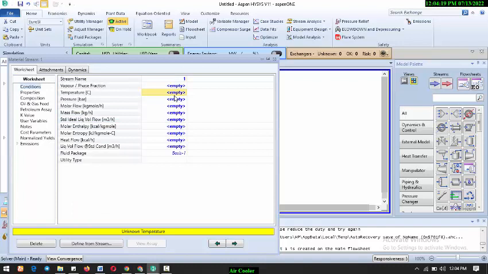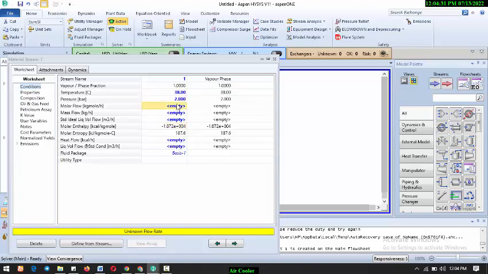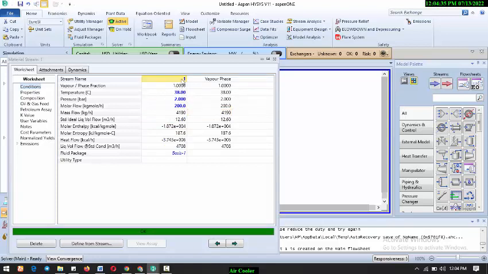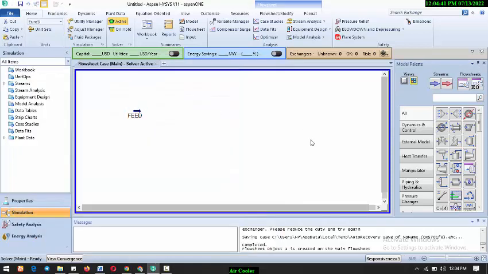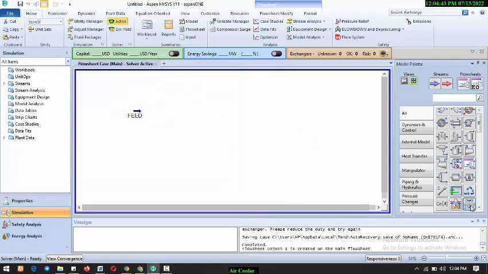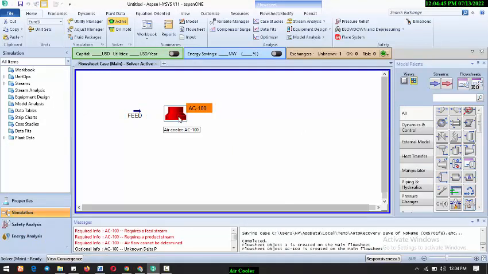All right, so the condition: we want to cool the feed stream. The feed stream originally was at 38 degrees Celsius, so we use a pressure of 2 bar, and a flow rate of, say, 200 kilograms per hour. So this is our feed stream, and we want to cool this. All we need to do is to get our air cooler, which is this. So this is our air cooler.